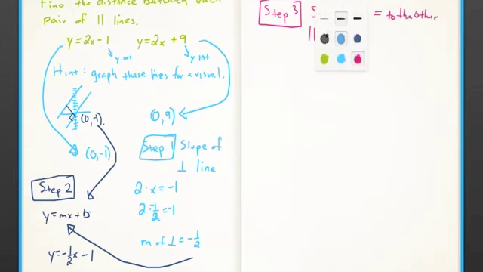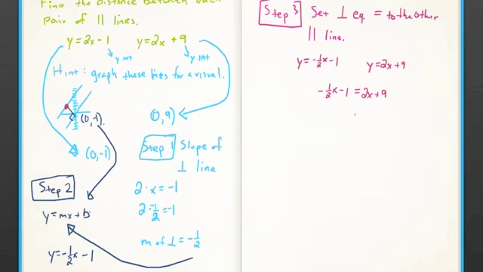Now we're going to set our perpendicular line equation equal to the equation for the other line. And we do this because where they intersect, their x and y coordinates will be the same. So the other equation I haven't used is the 2x plus 9. Therefore, I set -1/2 x minus 1 equal to 2x plus 9. And I find that x equals -4.